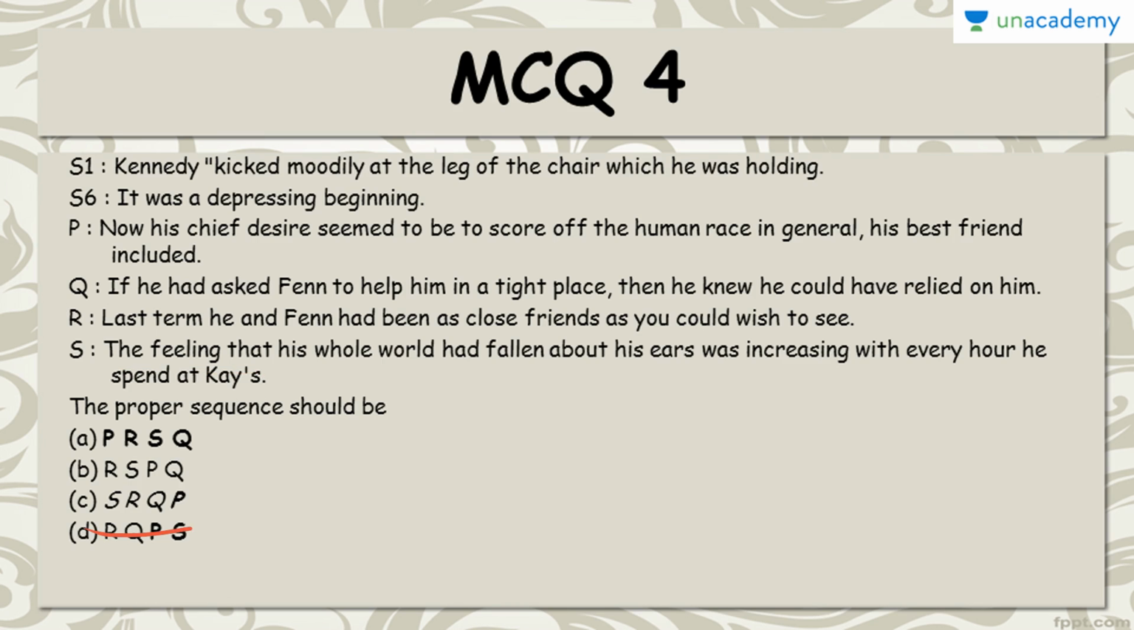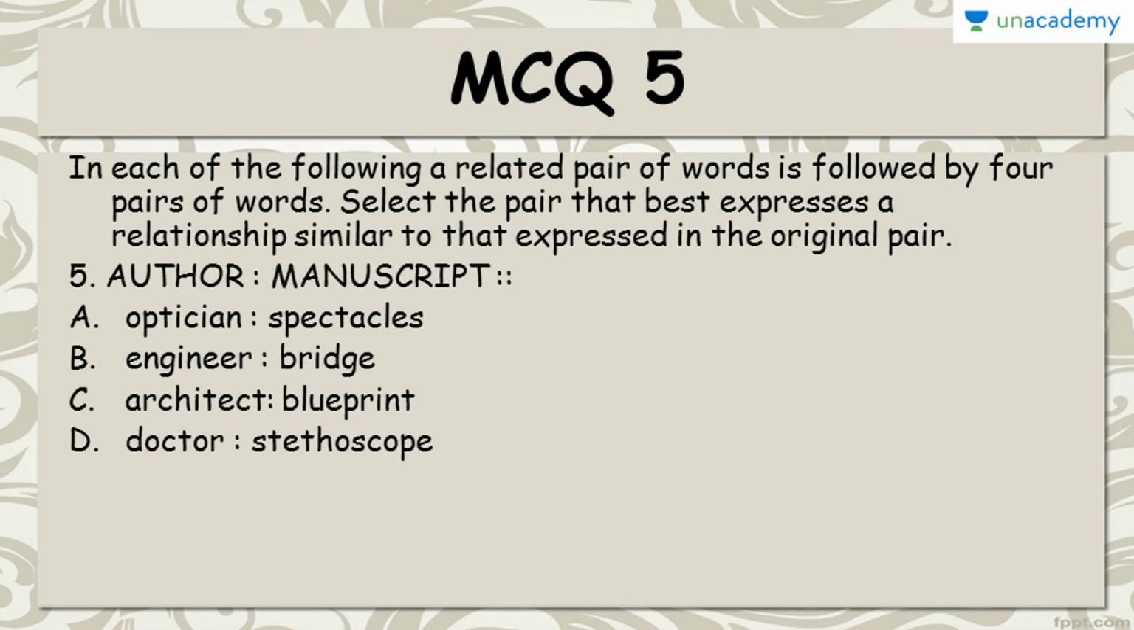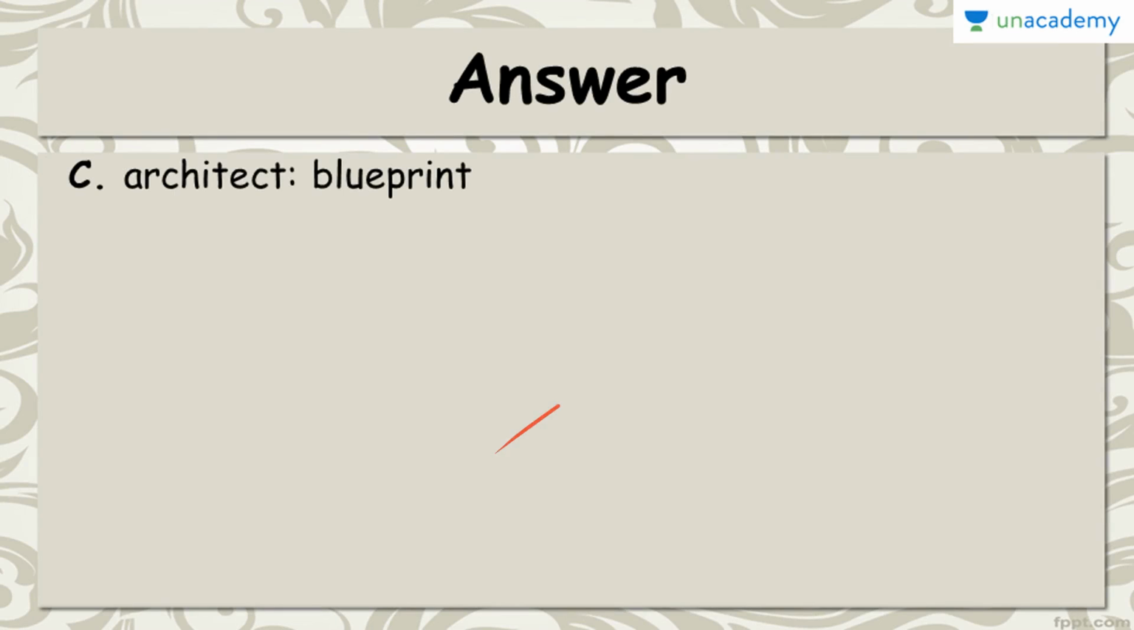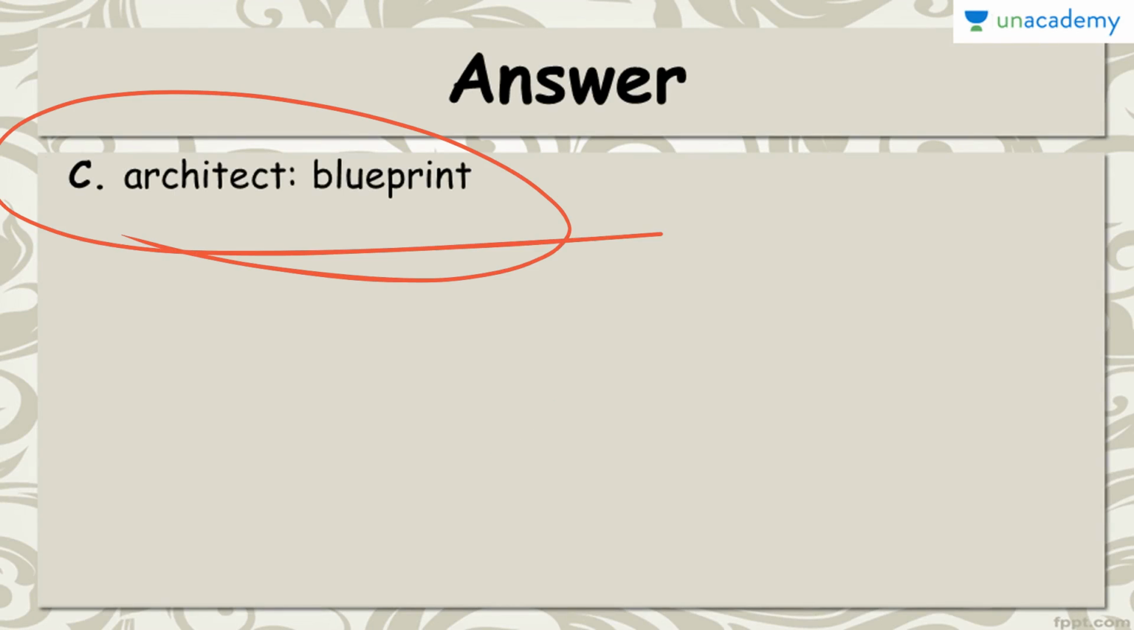And therefore, CRQP, that is C, is the correct answer. Coming to MCQ fifth, we have to find the pair which has a similar relationship as author is to manuscript. Options are optician to spectacles, engineer to bridge, architect to blueprint, and doctor to stethoscope. And the right answer to this MCQ is option C, architect is to blueprint.